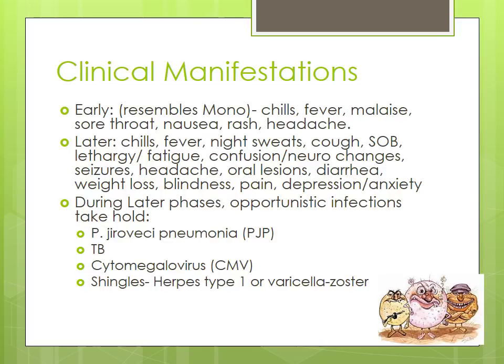So things like chills, fever, night sweats, cough. I mean, you can read these. Just the body is trying to fight off something that's attacking itself, right? Later on, opportunistic infections take hold. These are infections that most healthy individuals are able to overcome, but because in HIV our immune system is so compromised, they're just not able to. Examples are PCP pneumonia, or PJP, tuberculosis, cytomegalovirus, shingles, all those things.